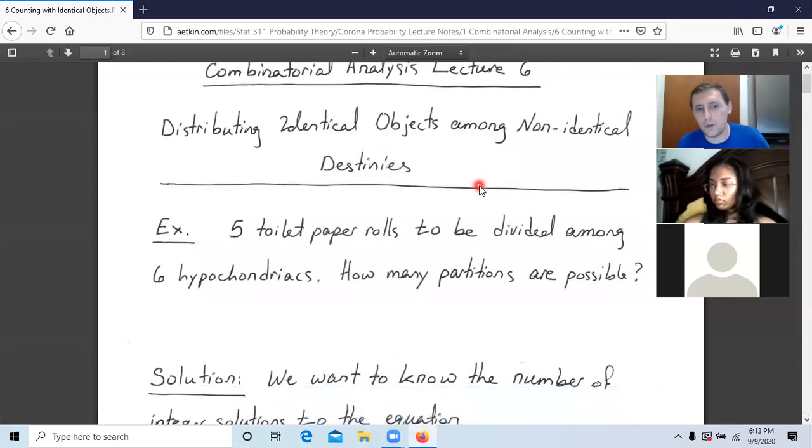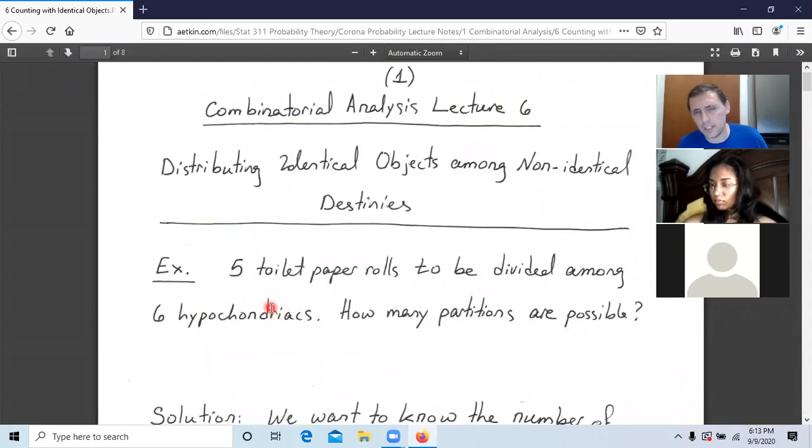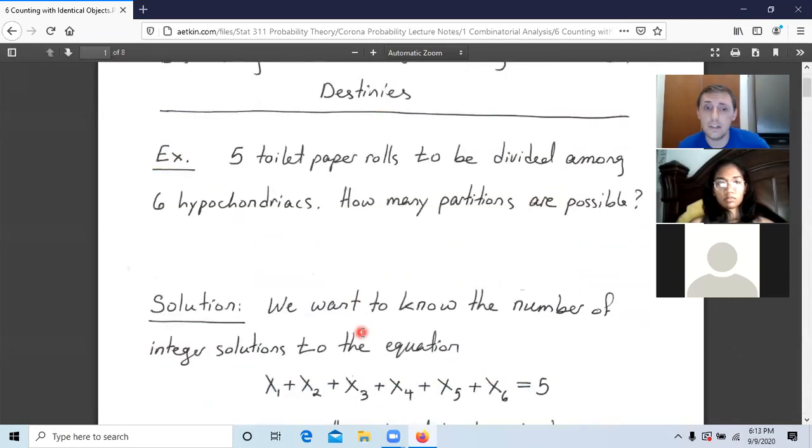This is a problem that I thought of when they started this lockdown and people started hoarding toilet paper. You have 5 identical toilet paper rolls to be divided among 6 hypochondriacs. How many partitions are possible? Of course, each toilet paper roll looks exactly like another toilet paper roll.